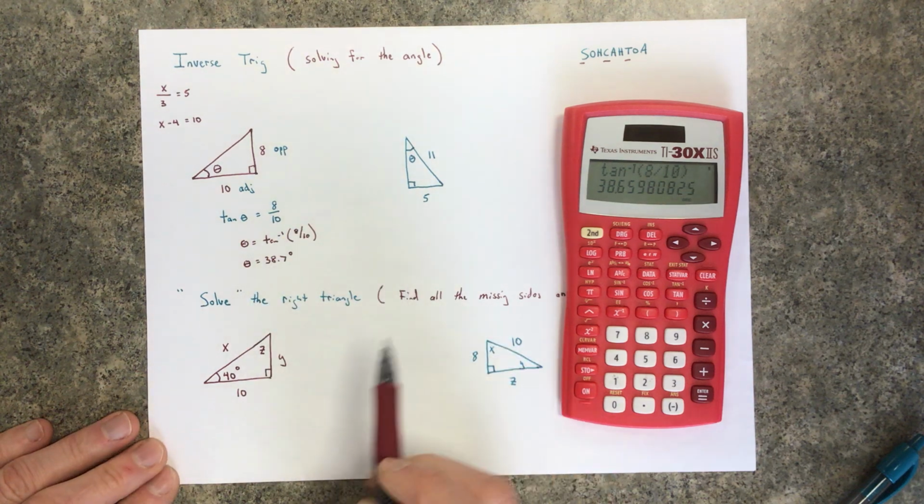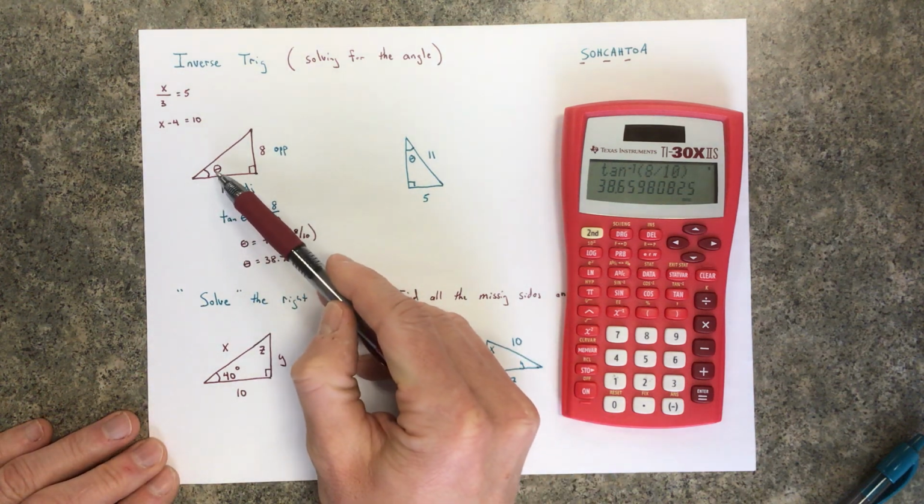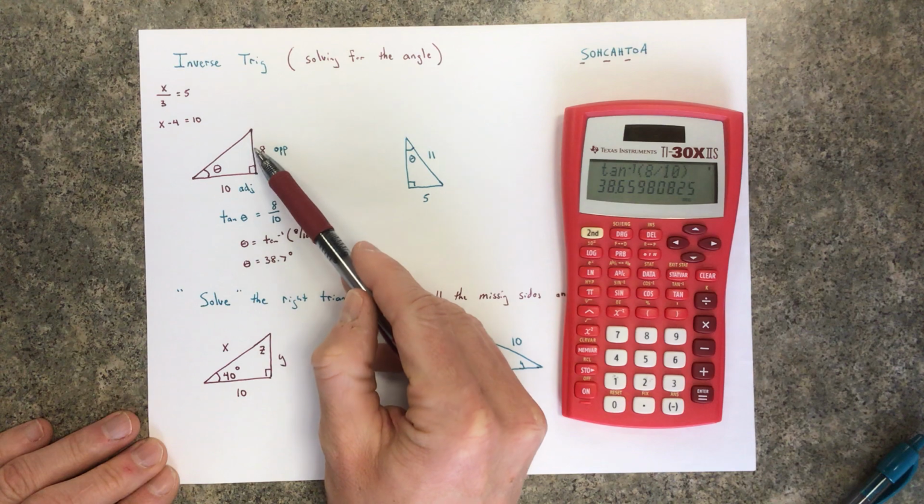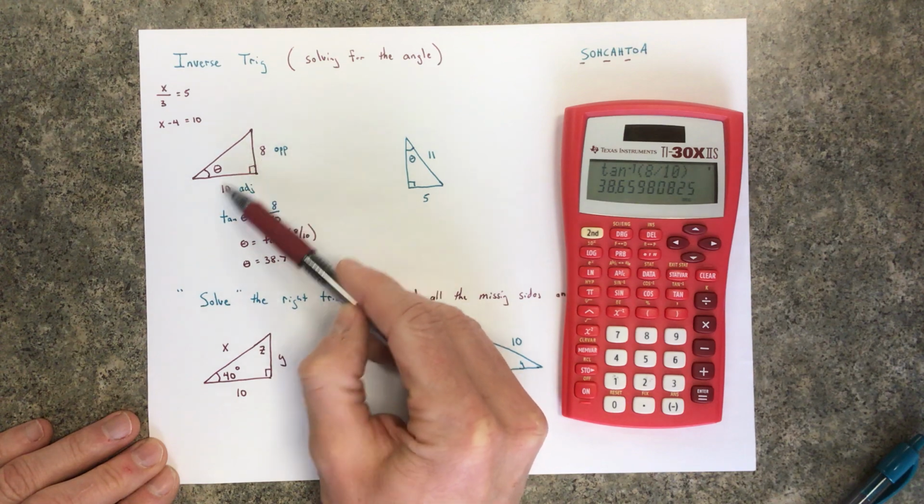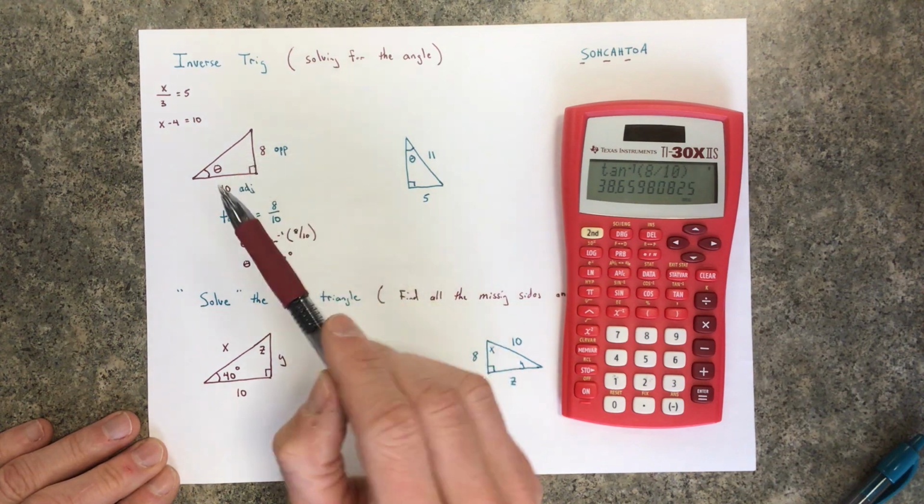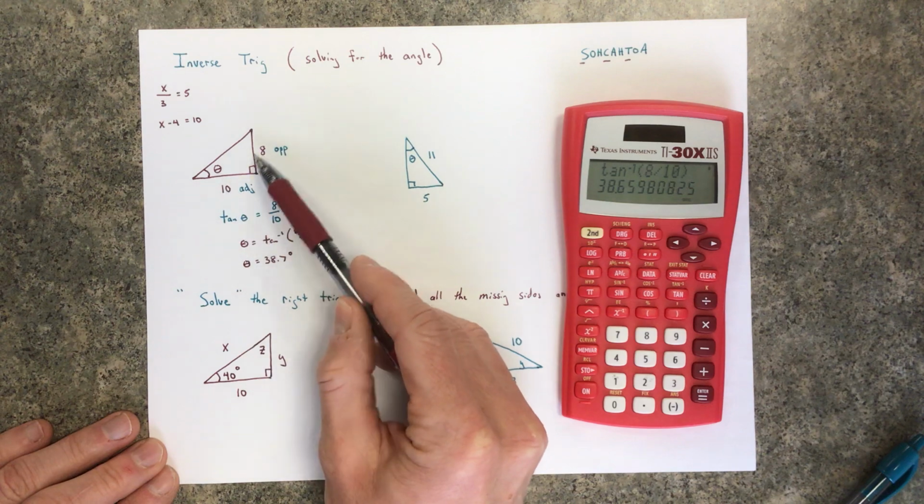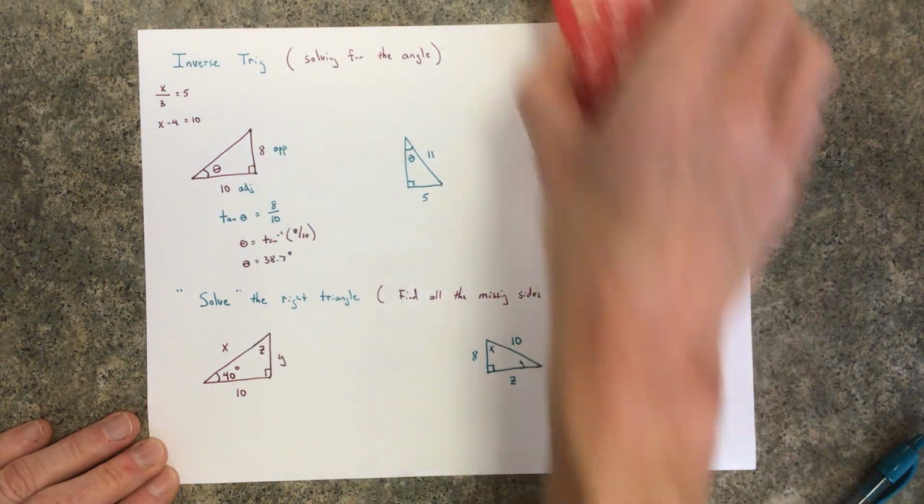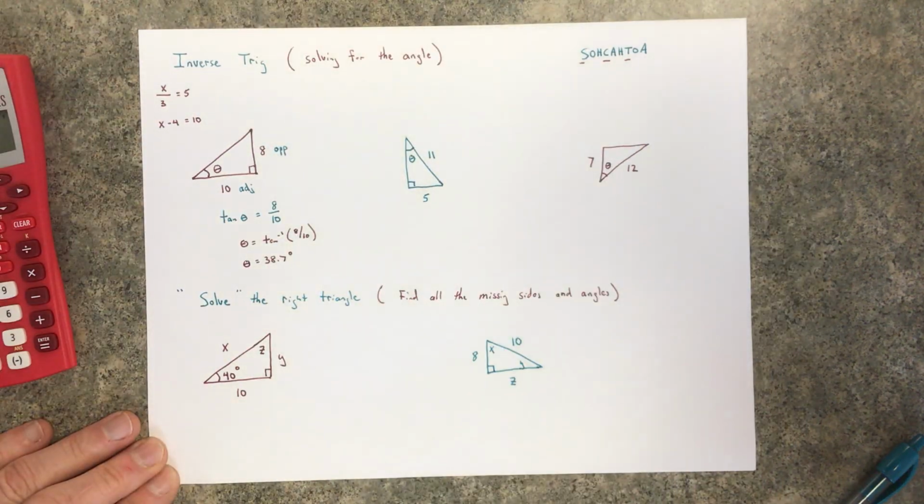38.7 degrees. Meaning if you have a triangle with a 38.7 degree angle there, I guarantee this is going to be in an 8 to 10 ratio. 4 to 5, 80 to 10. You don't know the size of them, but you know that that ratio is 8 to 10. Okay, so that's down here.